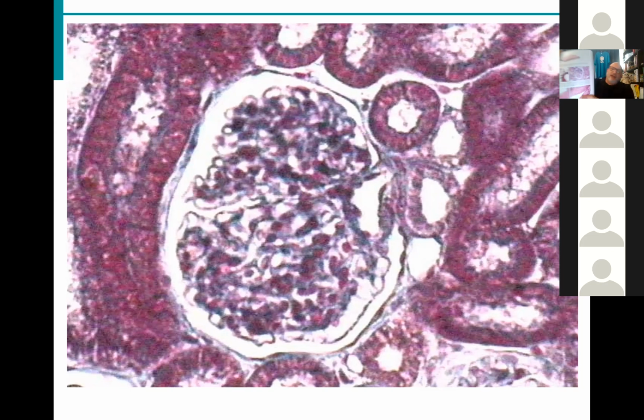Oh, and look at that. Lo and behold, on page 31 of your Histology Atlas, you have a nice pretty picture there of that renal corpuscle, just like we're looking at right now.